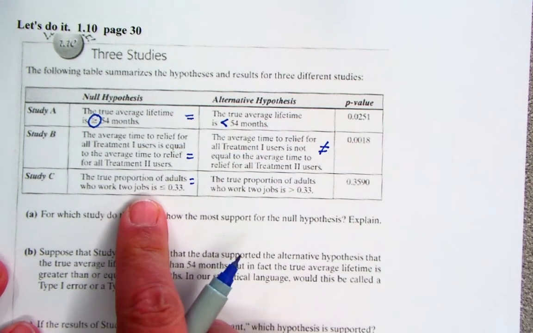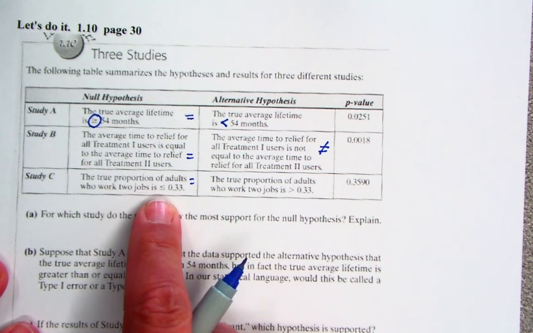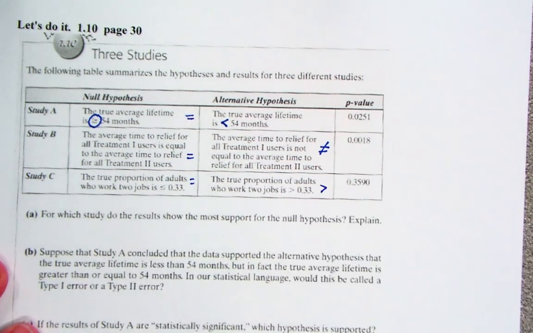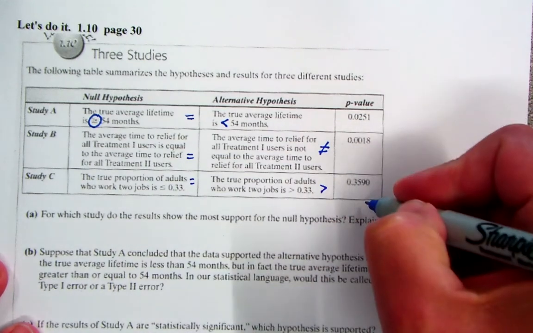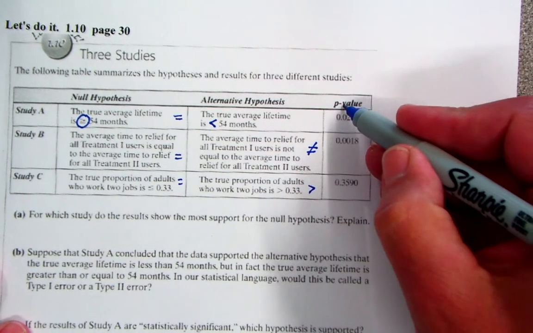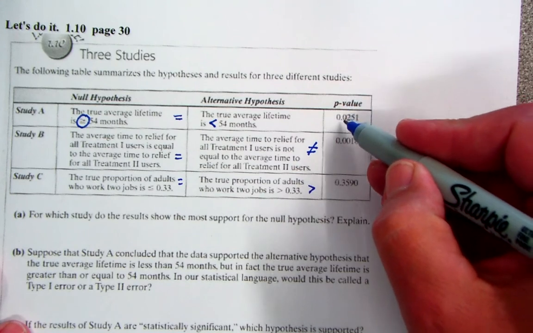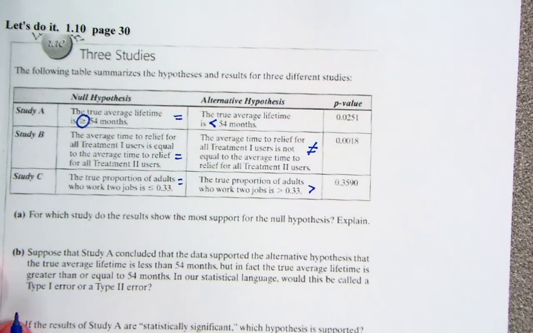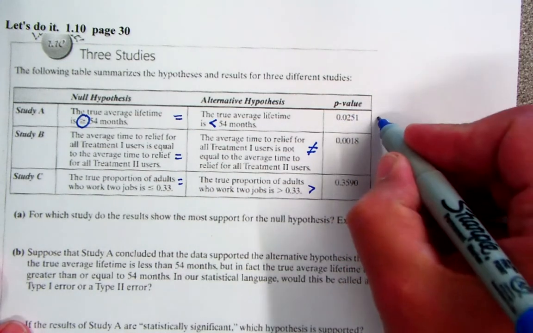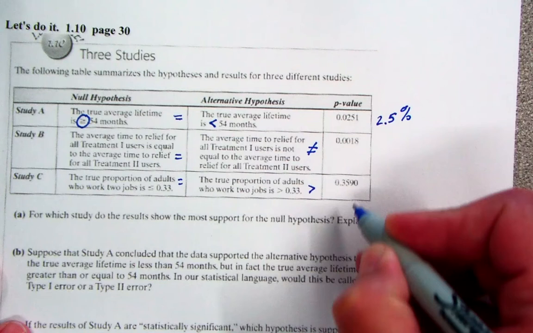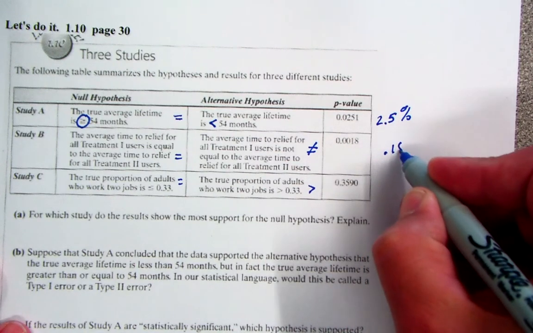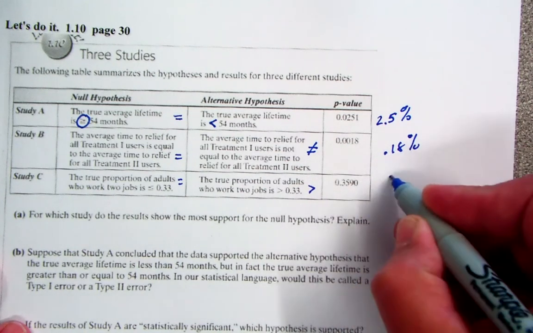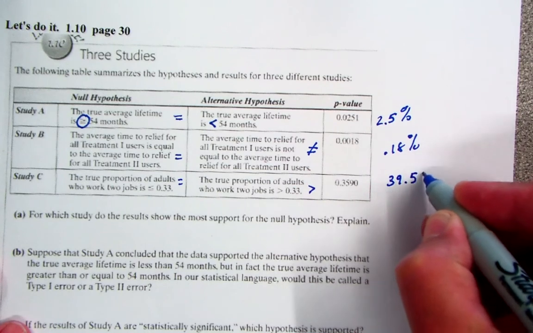And in case C, or study C, it says that they are less than or equal to, so this would be that greater than. So these are the p-values. So the p-value, if you recall, is the probability that the evidence you gathered would be true under the assumptions that the null is true, it's a normal distribution, etc. So looking at these, I'm going to move the decimal 2, so this could be 2.5%. If I move 2, it's 0.18%. And if I move 2, this is 39.5%.